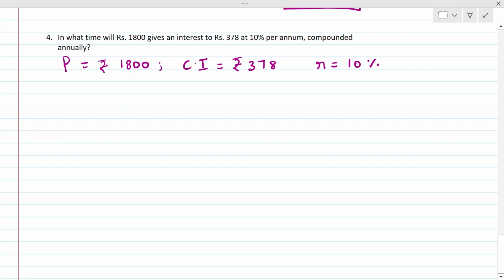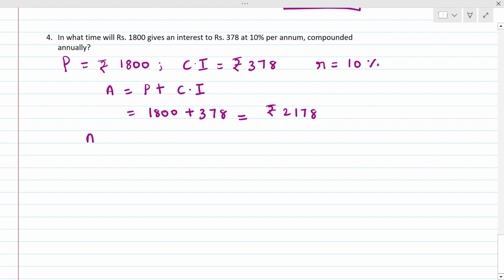We know very well that in the formula we will use only the amount, not the compound interest. But we know how to find the amount. Amount equals principal plus compound interest. That is 1800 plus 378, and that is equal to rupees 2178. So we have found the amount by adding the principal and the compound interest. So we have the amount now.